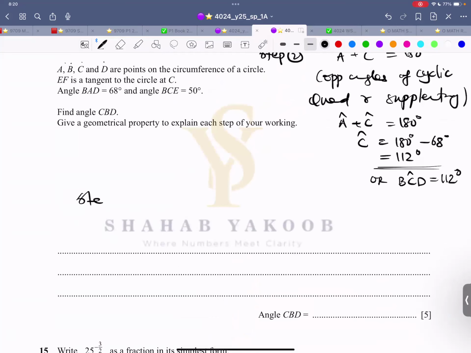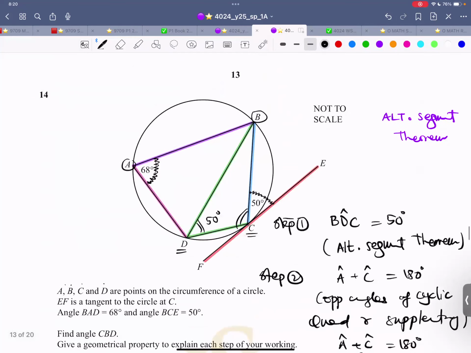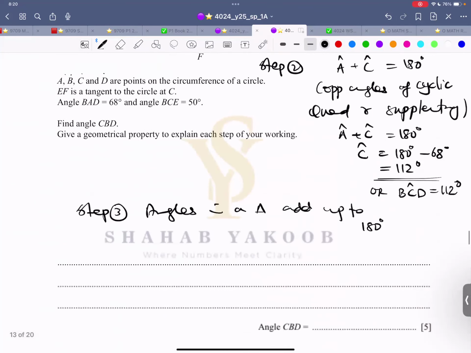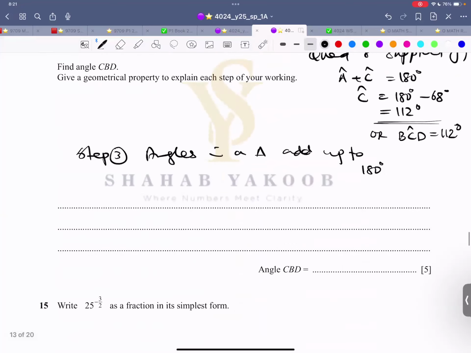Now comes the last part. That is step number 3. Angles in a triangle add up to 180 degrees. So now we have angle D, 50. This is 112 degrees. This is the one that you're looking for, right? CBD, yes. CBD plus 112 plus 50 adds up to 180.